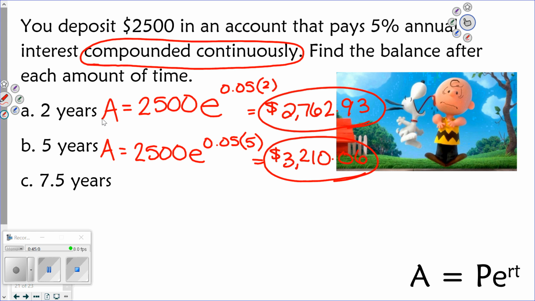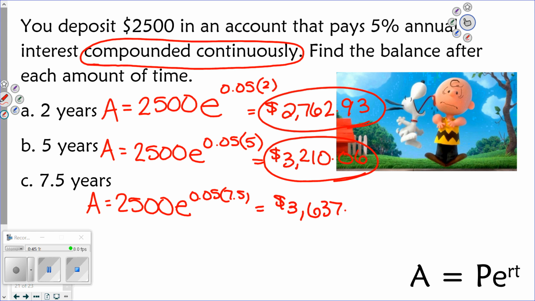And then to do it for 7.5 years. And again, if you're good at the calculator, just arrow back up, change that to 7.5. $3,637.48. Watch your cents. If you round incorrectly, I'm counting it wrong. You are juniors and seniors in high school. You should know how to round to the nearest cent at this point. Okay? That's right. 400, it stays down.